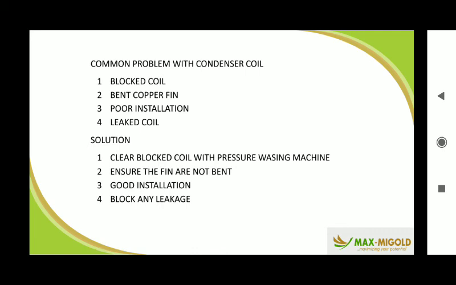Solution: clear blocked coil with a pressure washing machine. So what do you do if there's a block? Your blocked coil could be due to the environment where you install your AC. If you install your AC in a very dirty, dusty environment, there's every tendency that the AC will suck in dust. And if it's sucking dust, time will come when the AC will act like a solid object. It will not allow air to go out, neither will it allow air to come in. And this increases the temperature of the compressor. So the only way to get it solved is to use what they call a pressure washing machine.